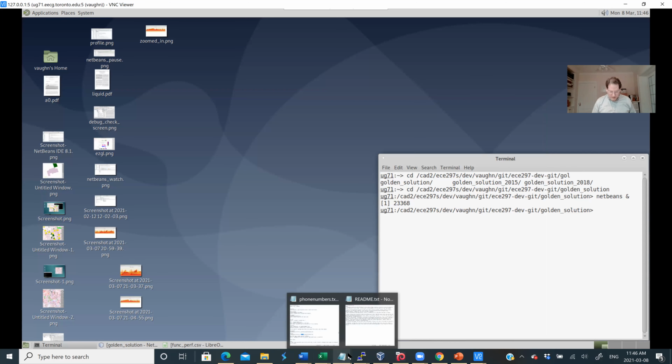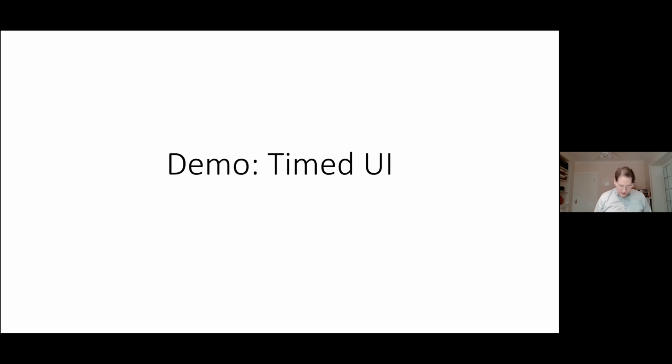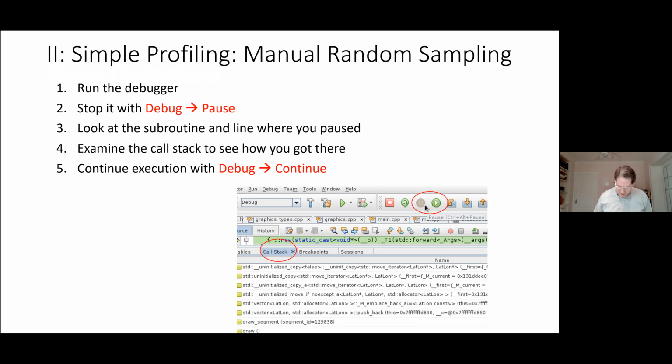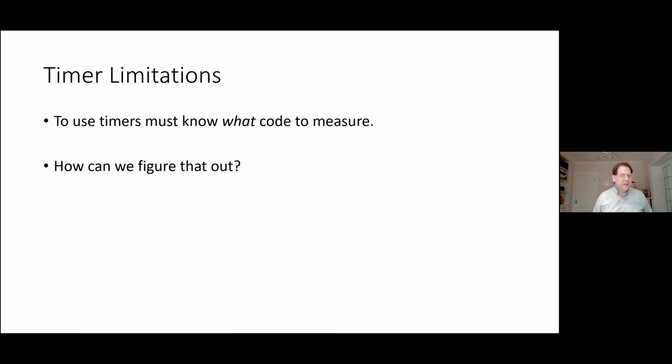Okay, so let me go back and share the other screen now. Let me get my view back to a more reasonable view. So hopefully that demo was useful. It doesn't take a ton of code to time your UI, but you do have to write some code. You have to have some idea of what code to measure, and sometimes you might not have much idea of where to start. In a large program, it might take quite a while to put timers all over the place if you don't know where to start.